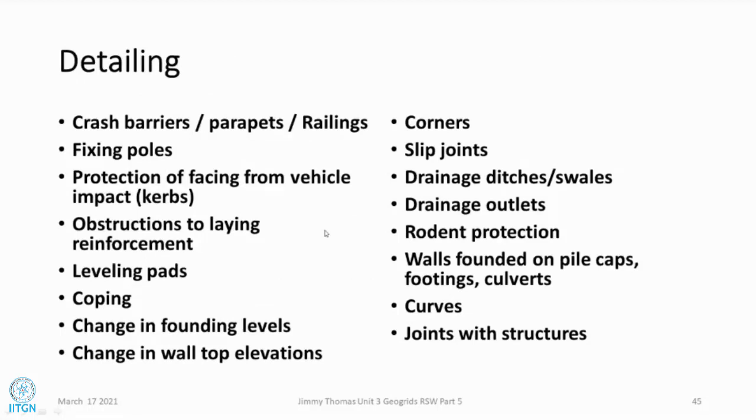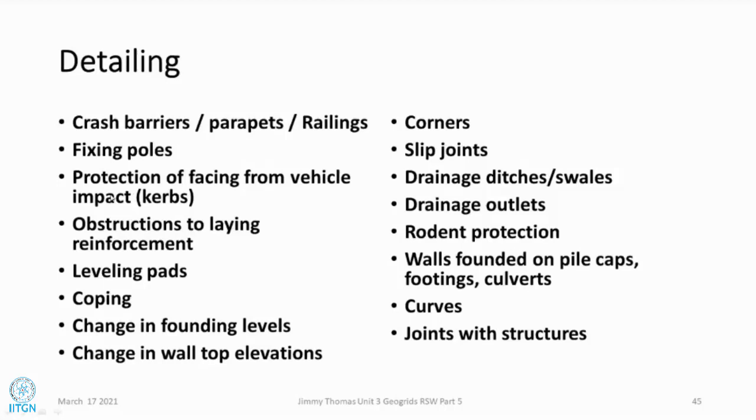Then there is detailing. So the main design is over. We have checked for stability, serviceability, but there are a lot of details to be taken care of, and each of these is very, very important. Sometimes even when we ignore a minor aspect, it could lead to trouble. Like we have a highway structure, we'll have crash barriers, railings, etc. Sometimes we may have to fix poles for communications or lighting. We have to make arrangements for that. And protection of facing from vehicle impact.